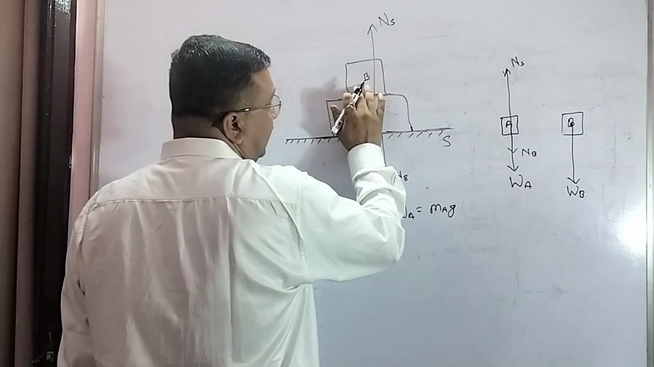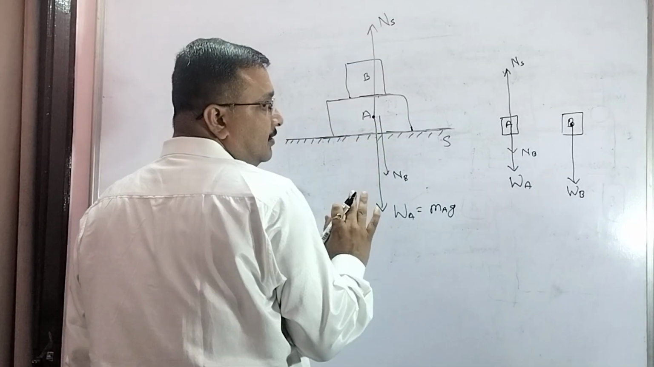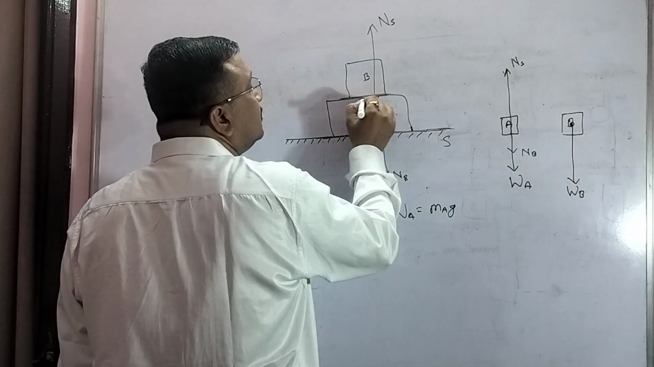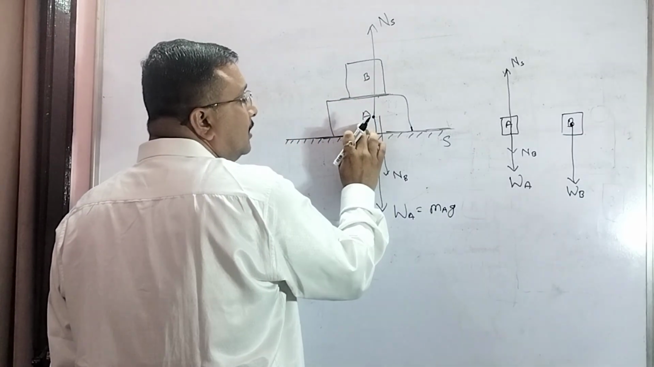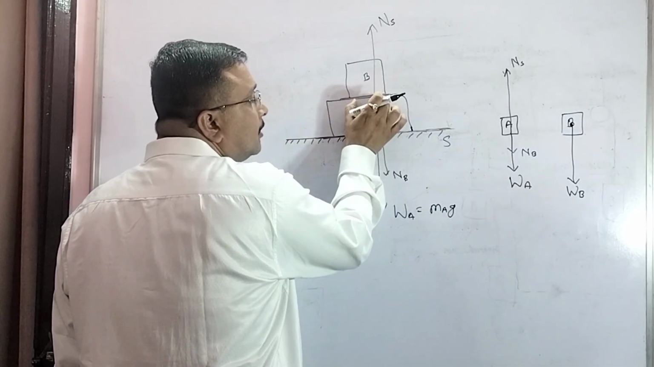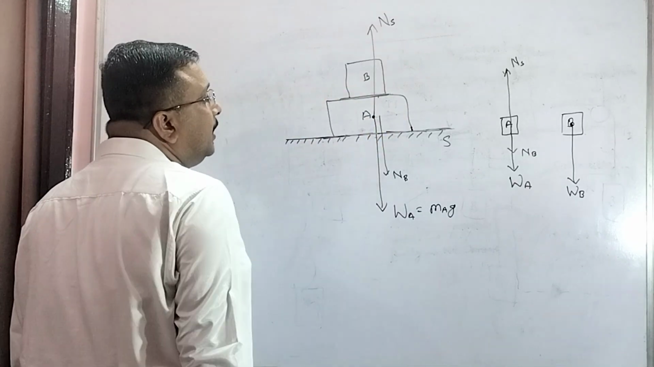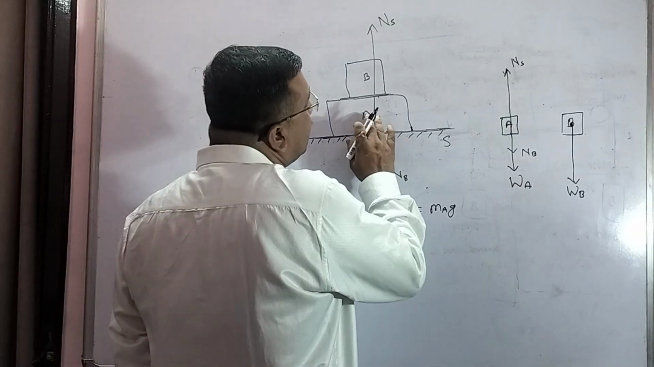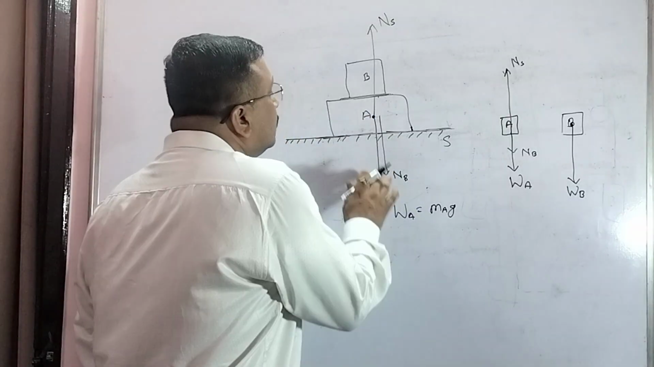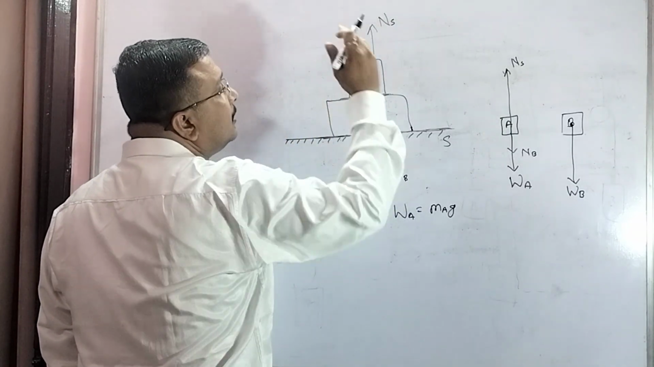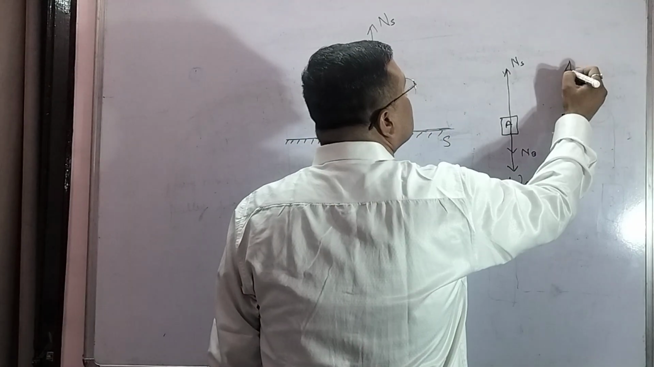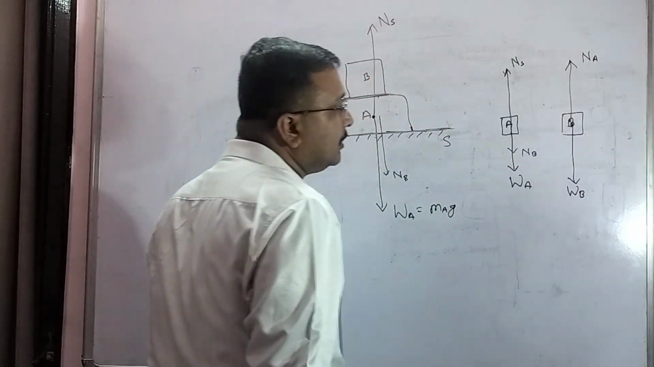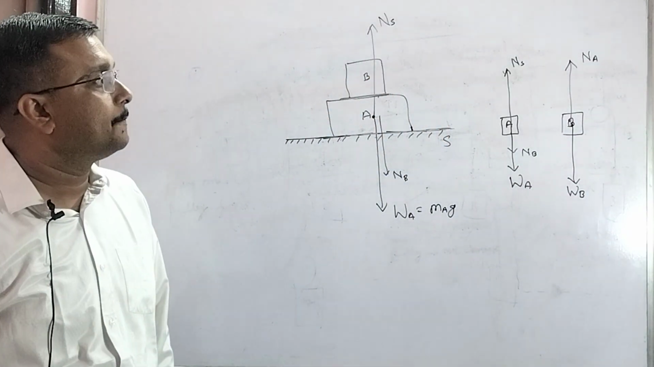But this B is in contact with A only. Contact with this surface only. A was in contact with this surface and this surface. There were two surfaces. But for B, it is in contact with a single surface. So A will exert the force perpendicular. So for A, perpendicular we go in upward direction. So this will be N_A.